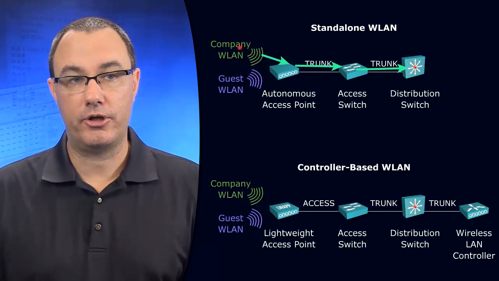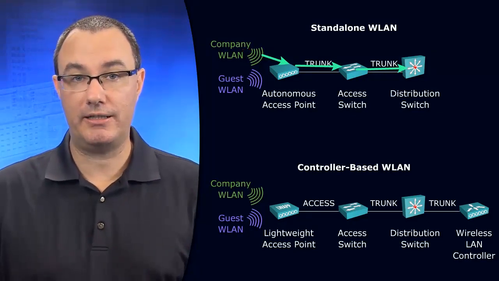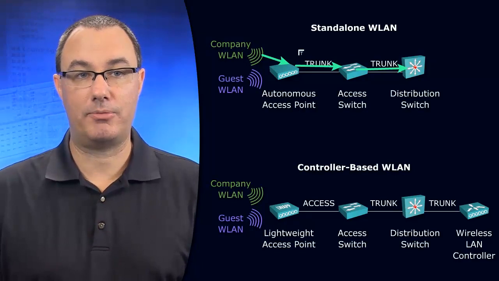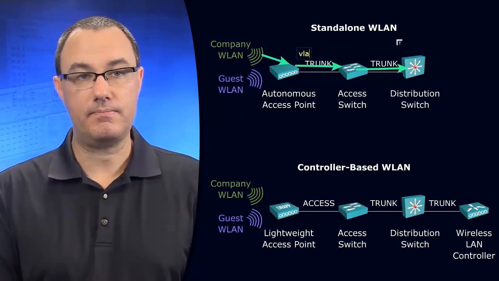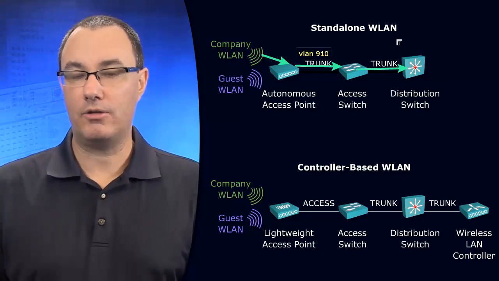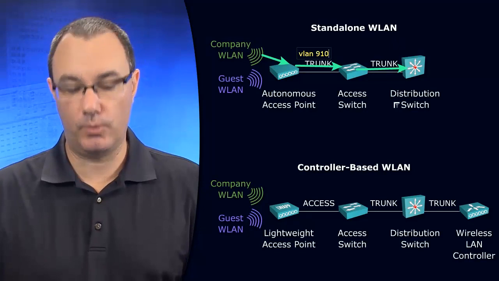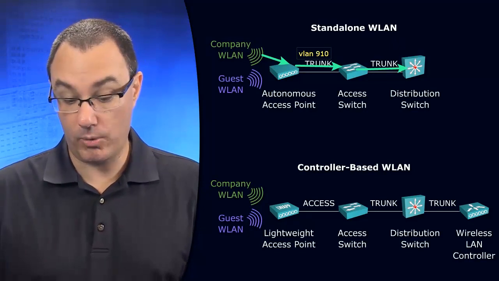So this company wireless LAN would be mapped to a VLAN. Let's say that was mapped to VLAN 910. And all the wireless VLANs are in the 900 space. Might be how I'd do it in the real world. It depends on what I'm working with.